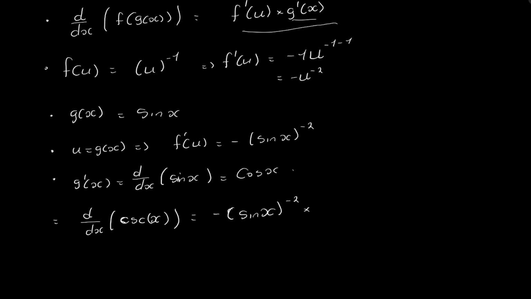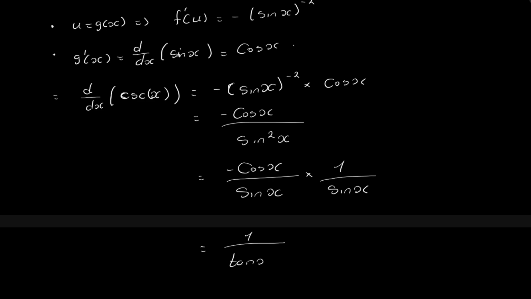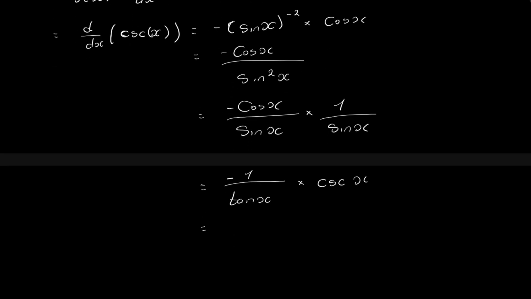So in this case, we just substitute back in our initial formula, which stated that the derivative with respect to x of cosec x is equal to negative sine x to the -2 times cos x. Simplifying this gives us negative cos x on sine squared x, which gives us negative cos x on sine x times 1 on sine x. But what is cos x on sine x? Cos x on sine x is 1 on sine x on cos x, which gives us 1 on tan x. So this function simplifies to -1 on tan x times cosec x, with cot x being 1 on tan x.